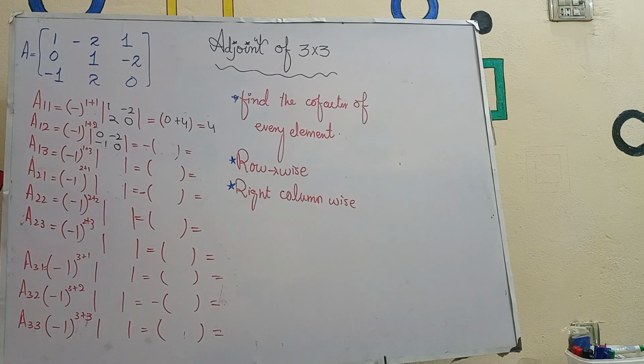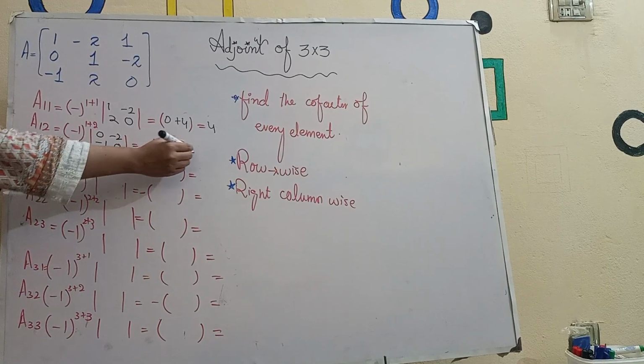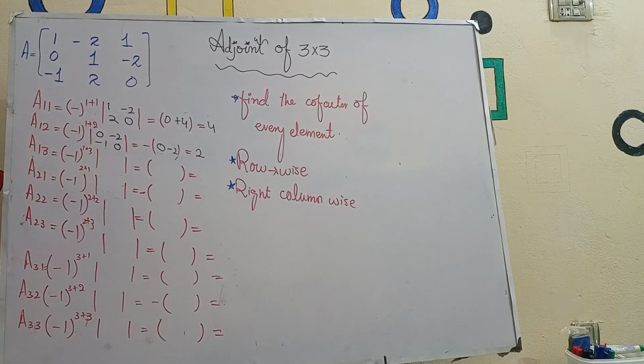Now coming to the determinant of this matrix. 0 multiplied by 0 becomes 0, and minus 2 multiplied by minus 1 becomes plus 2, but the formula itself has a minus, so it becomes minus 2. So here 0 minus 2, but with the sign it becomes positive 2. Now for the third element A13, we have minus 1 power 1 plus 3, for which we have to remove the first row and third column.